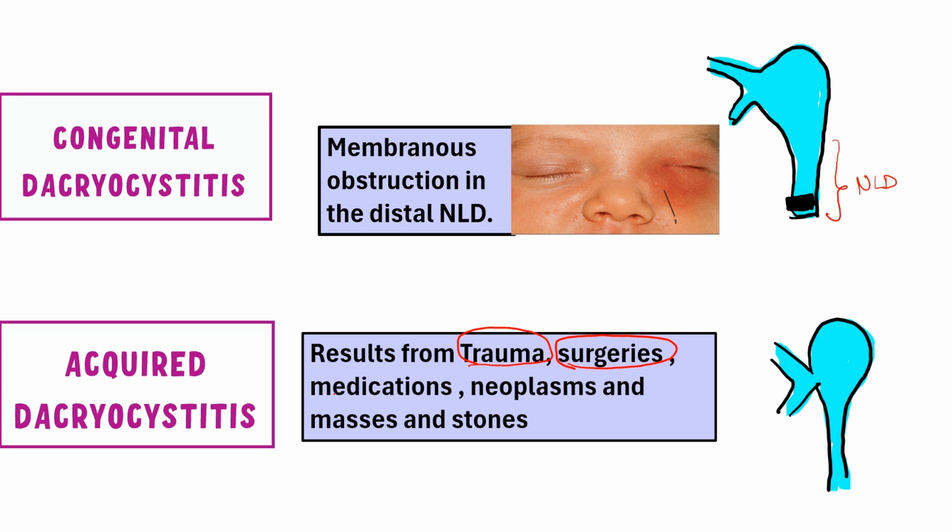The acquired dacryocystitis could be because of trauma of the nose, certain sorts of nasal surgeries, endonasal surgeries, various sorts of medications which can cause strictures in the nasolacrimal duct, leading to closure of the nasolacrimal duct and subsequent obstruction and infection, various neoplasms, masses, and also stones which can get lodged in this nasolacrimal duct. Now, the stones in the nasolacrimal duct or in the lacrimal sac are called dacryoliths.